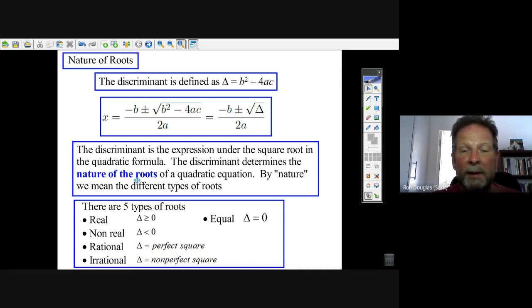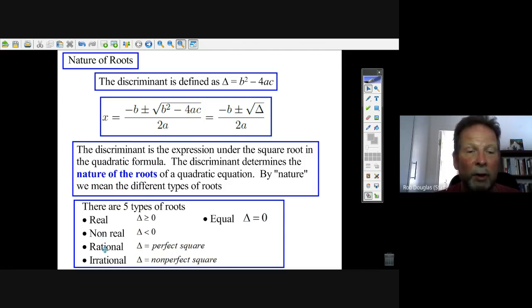You can determine the nature of the roots. Well, what do we mean by nature? It means the different types of roots. Now, the roots can be real numbers. They can be non-real numbers. Non-real means like the square root of a negative number. That's what a calculator will say error, but it means non-real. It's not undefined. It's just non-real.